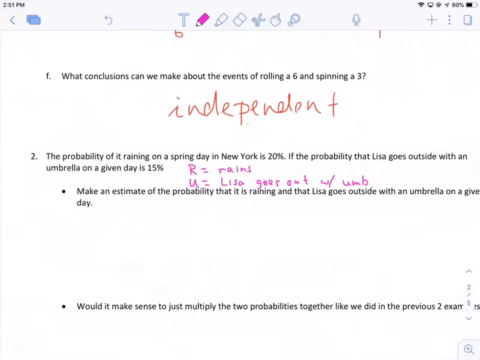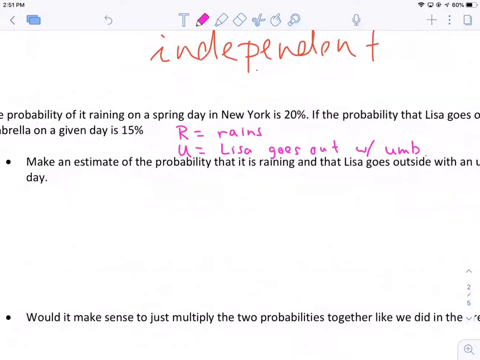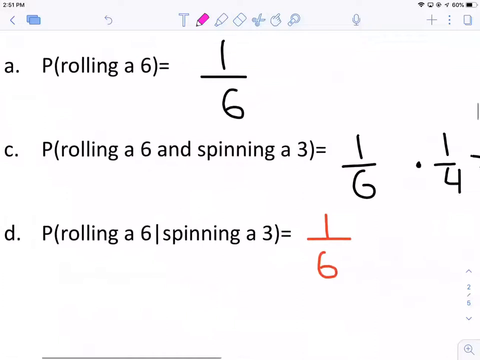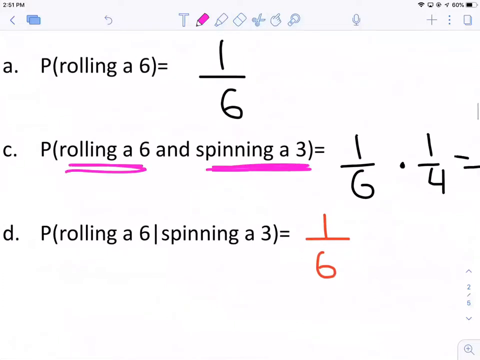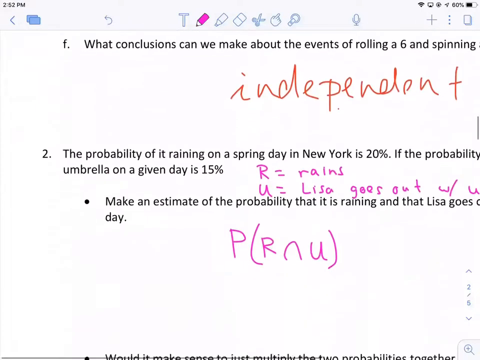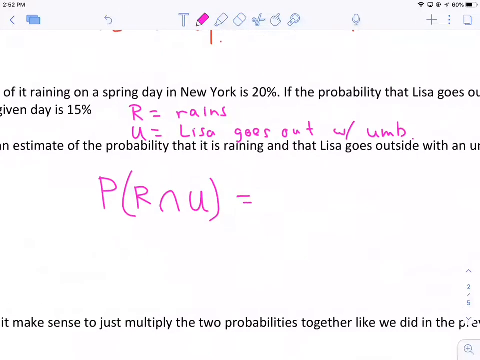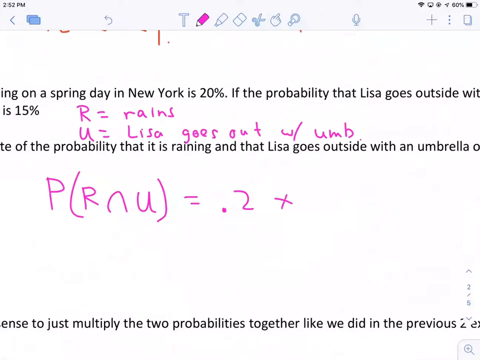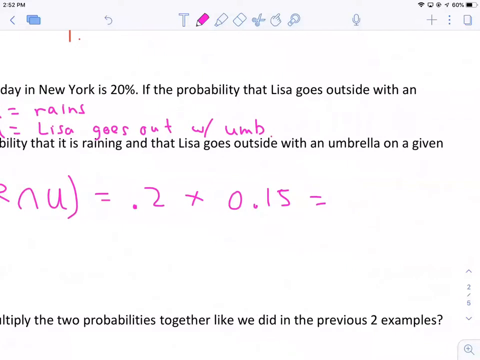All right, so we want to make an estimate of the probability that it rains and that Lisa goes outside with an umbrella. Well, when we did these probabilities before, we just multiplied the two individual probabilities, and we said that is allowed when they are independent. So if these events were independent, we would just do the probability that it rains, 20%, 0.2, times the probability that she goes outside with an umbrella, and that would be 3%.